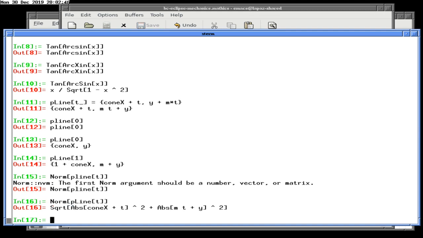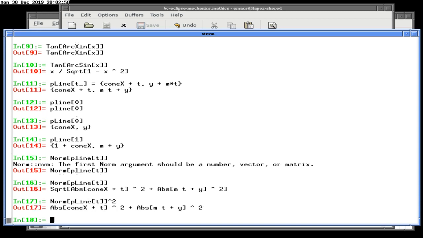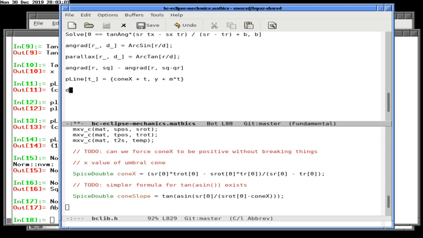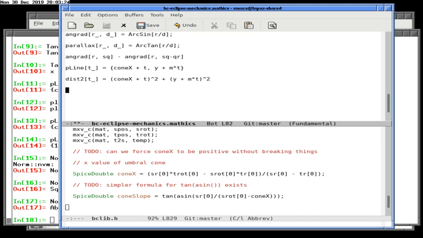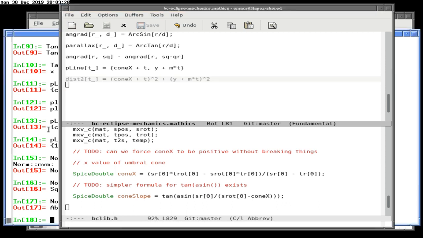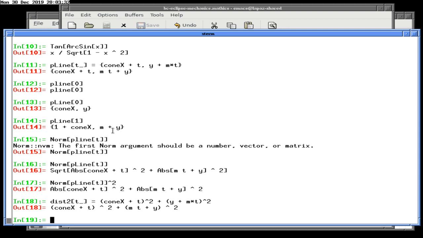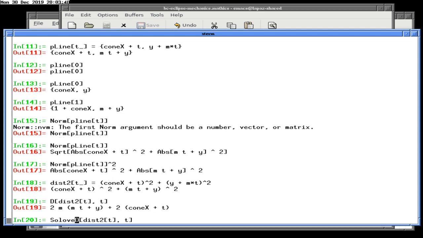Because we're going to minimize it, we can just minimize the square here. So we can just do this. We need to get rid of those absolute value signs. And so the distance from the origin at time t will be Conex plus t, I'll do this correctly, squared plus y plus m times t squared. That's actually the distance squared, not the distance, but we're minimizing, so we can do it either way. So at this point, enough mathematics is helping us. Okay, so we want to know where that is minimal. So we can take the derivative of dist2 of t with respect to t, set that equal to 0, and solve for t. Oh my god, it worked.